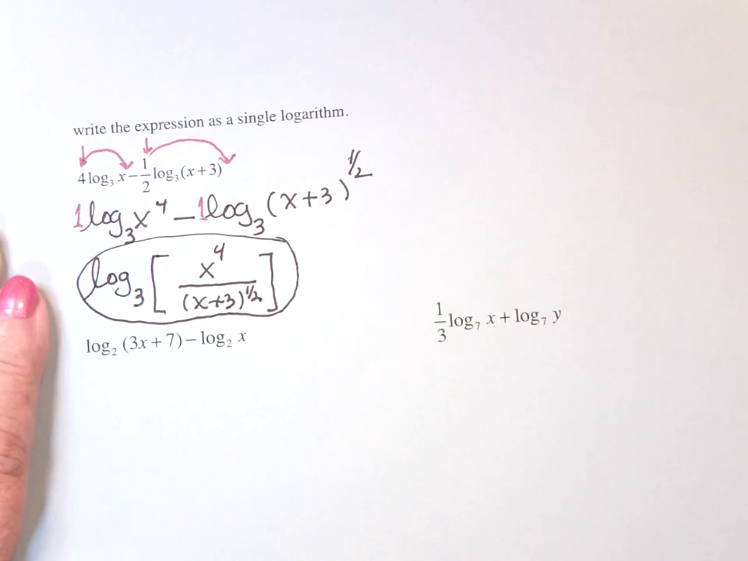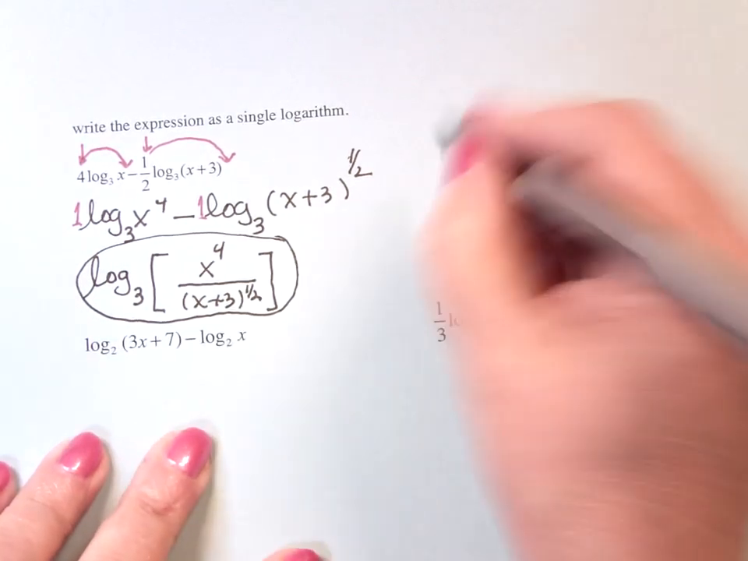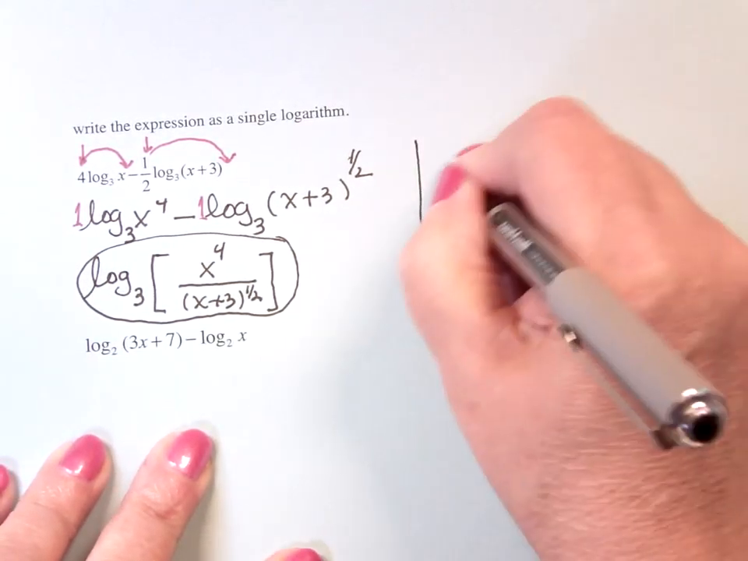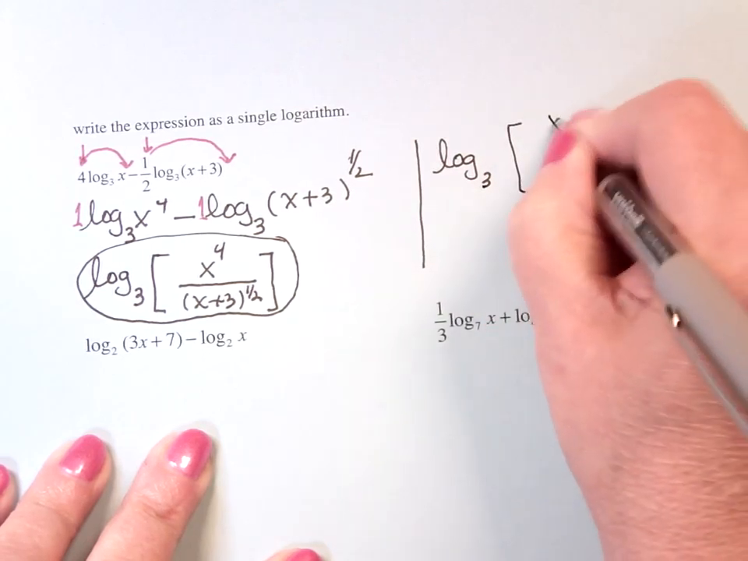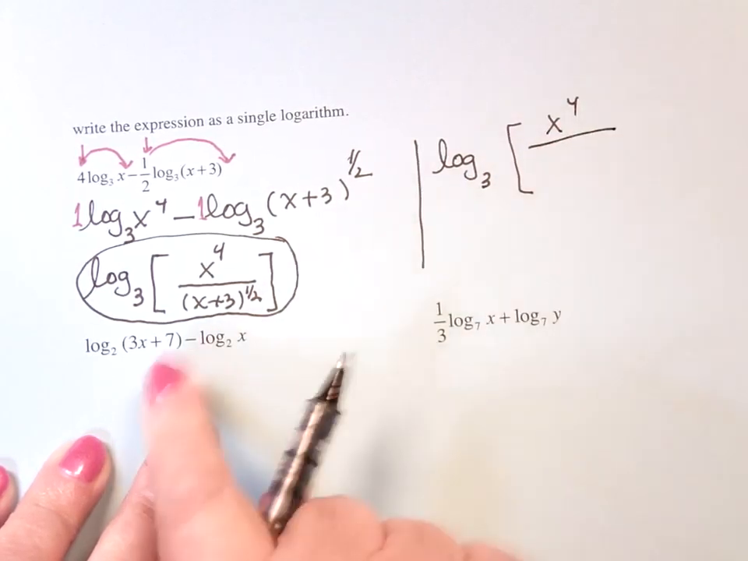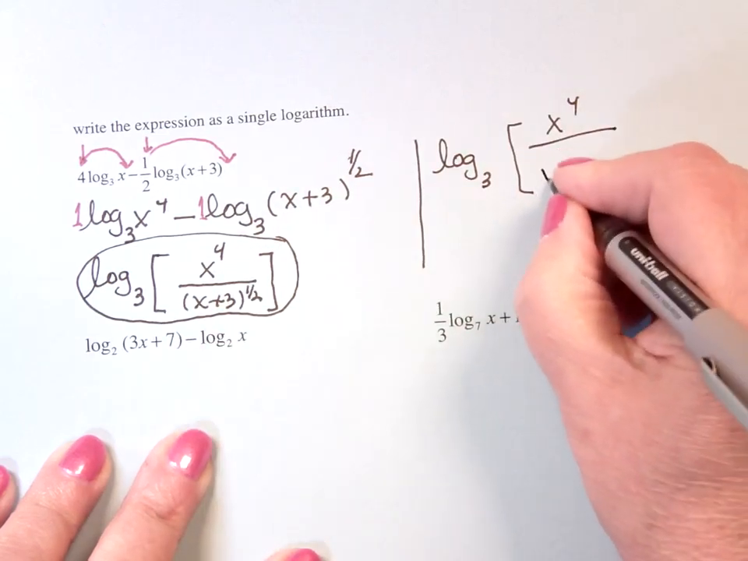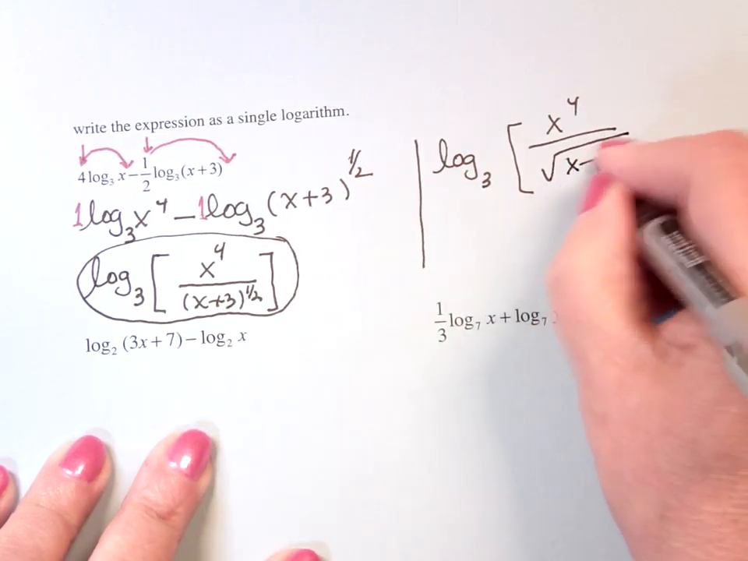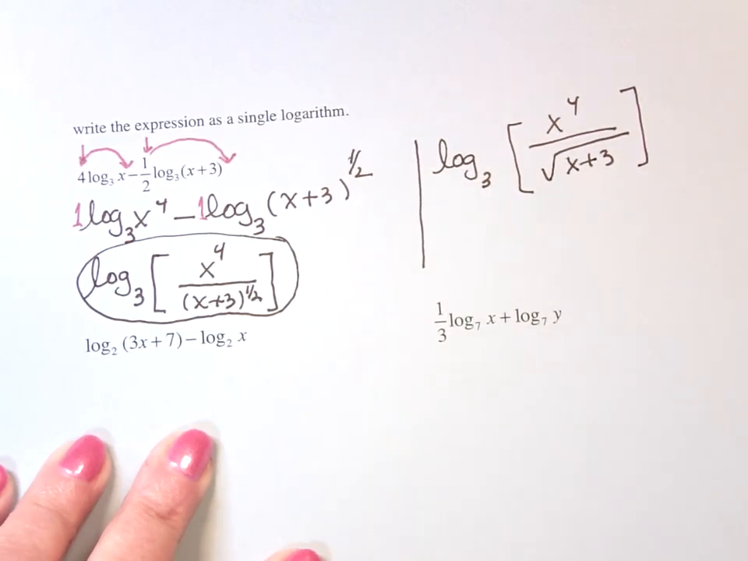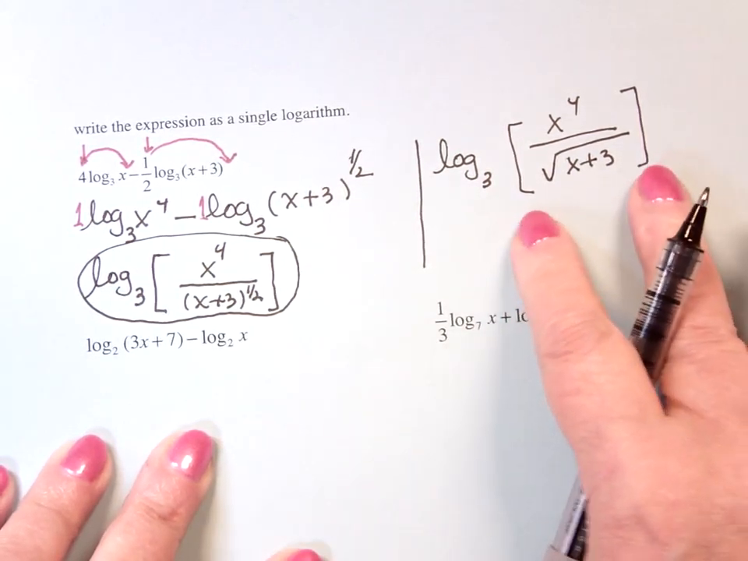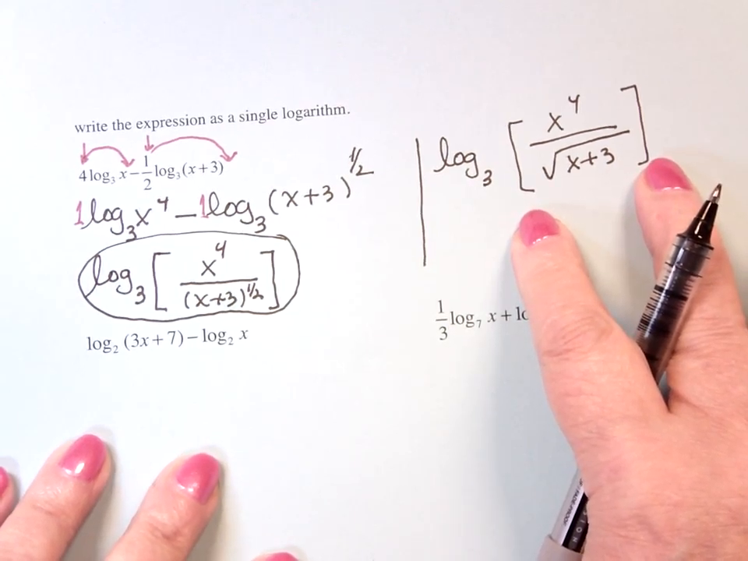Can we put the x plus 3 under the radical? Yes. So what he's saying is, can I write this as log base 3 of x to the 4th over x plus 3 to the 1/2, which is really the square root of x plus 3? The answer is yes. That's an alternative way of writing that. That's just fine. I could have also used parentheses instead of square brackets.